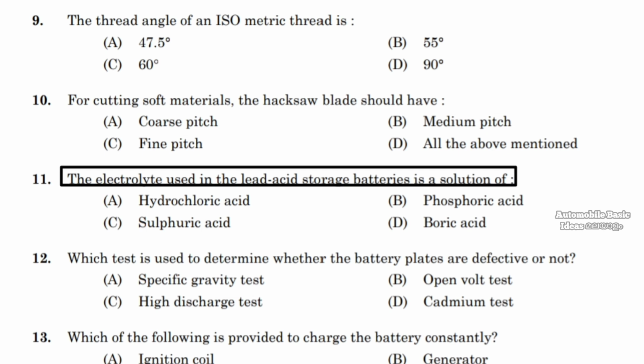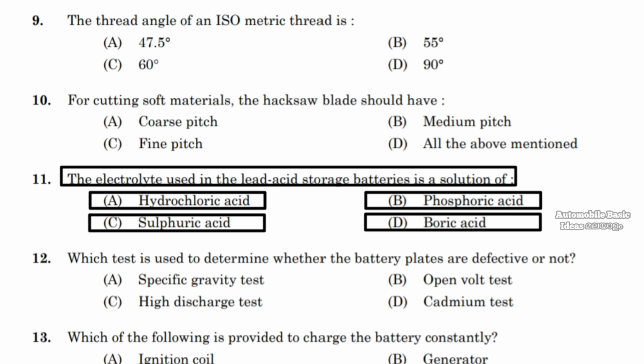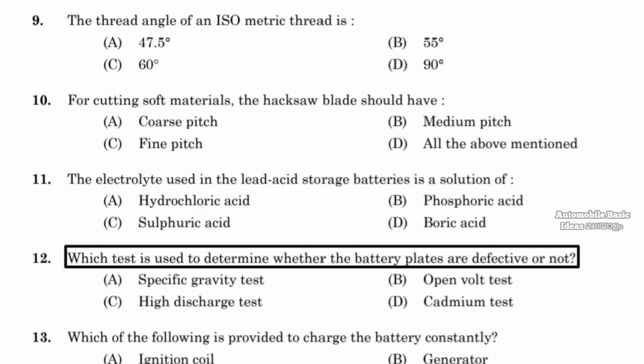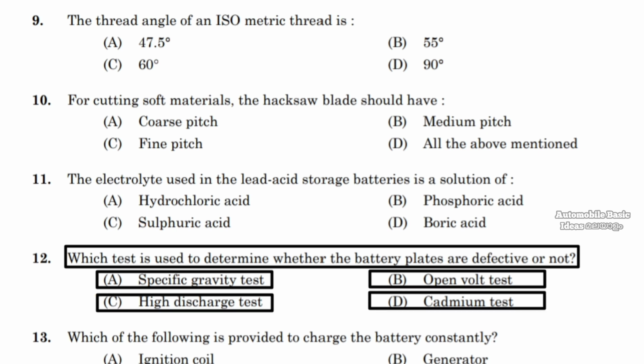11. The electrolyte used in the lead-acid storage batteries is a solution of A. Hydrochloric acid, B. Phosphoric acid, C. Sulfuric acid, D. Boric acid. Answer C. Sulfuric acid. 12. Which test is used to determine whether the battery plates are defective or not? A. Specific gravity test, B. Open volt test, C. High discharge test, D. Cadmium test. Answer D. Cadmium test.